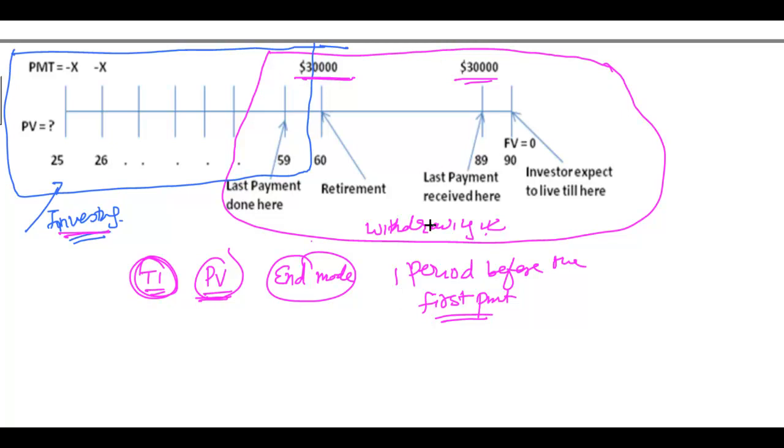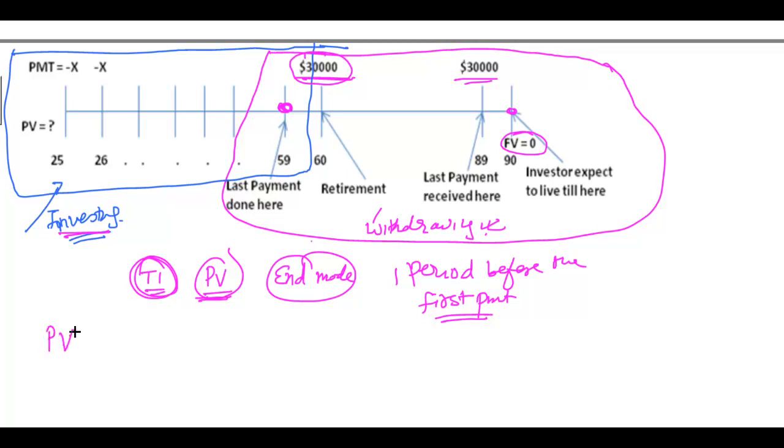Okay, so in this part, when we are withdrawing, we have to compute the present value. Since the first payment is over here, you will get the present value at this point. Also in this case the future value will be taken as 0, because as we had said, he is not leaving any money for his children. So what are the inputs that we will put into the calculator?